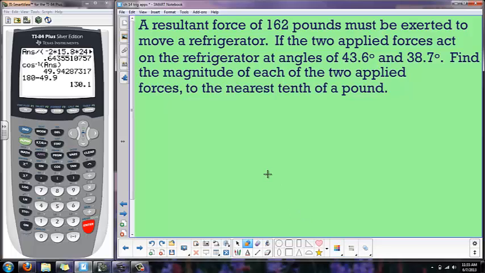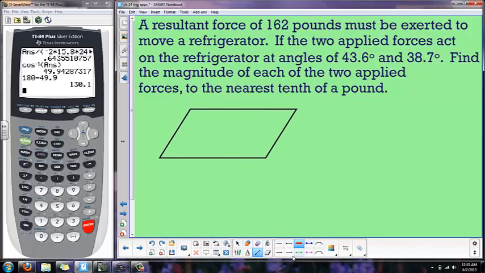Alright, a resultant force of 162 pounds. Okay, so parallelogram, resultant force, and the resultant force is 162 pounds. These questions are going to say 162 pounds. Some of them will say newtons. I think it's normally just pounds and newtons, but really it's just the magnitude or the length of that line, okay? So just don't get confused by that.